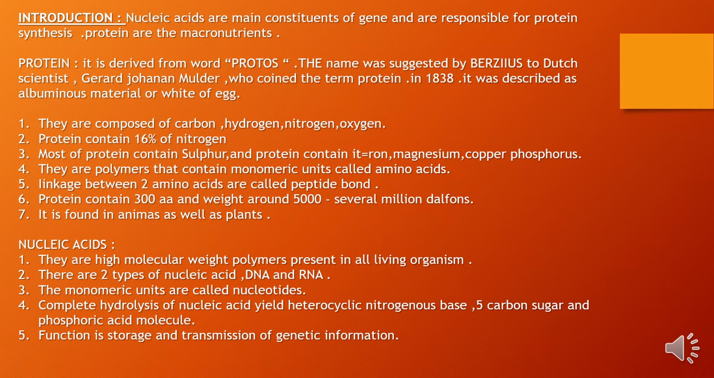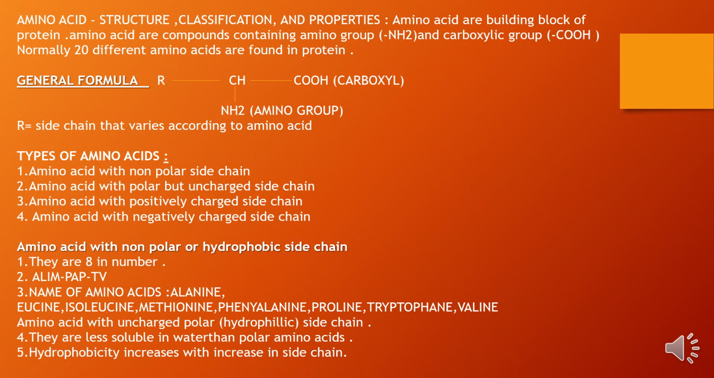Complete hydrolysis of nucleic acid yields a heterocyclic nitrogenous base, a 5 carbon sugar and a phosphoric acid molecule. So if you do complete hydrolysis, meaning if nucleic acid fully breaks down, then what will it generate? It will give you a nitrogen base, a carbon sugar and phosphoric acid. Function. What is the function of nucleic acid? Function is storage and transmission of genetic information from one generation to another generation.